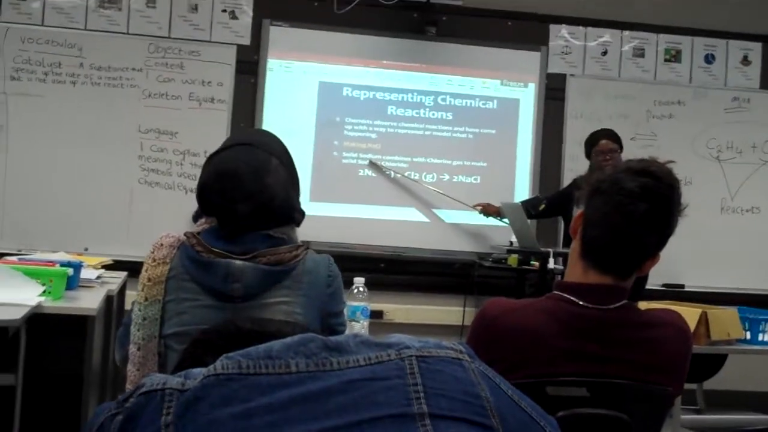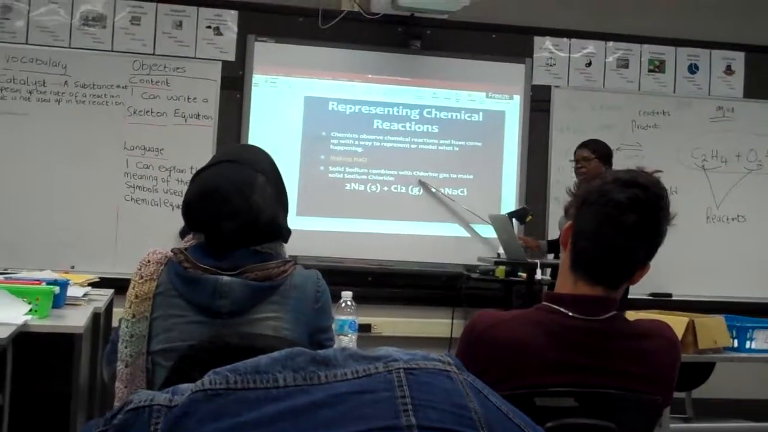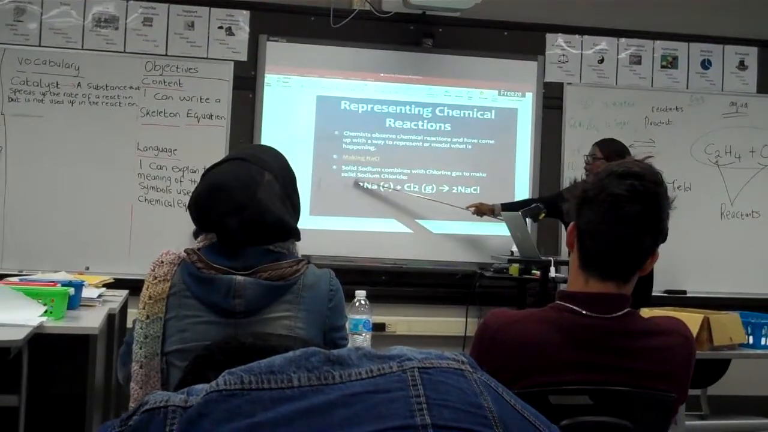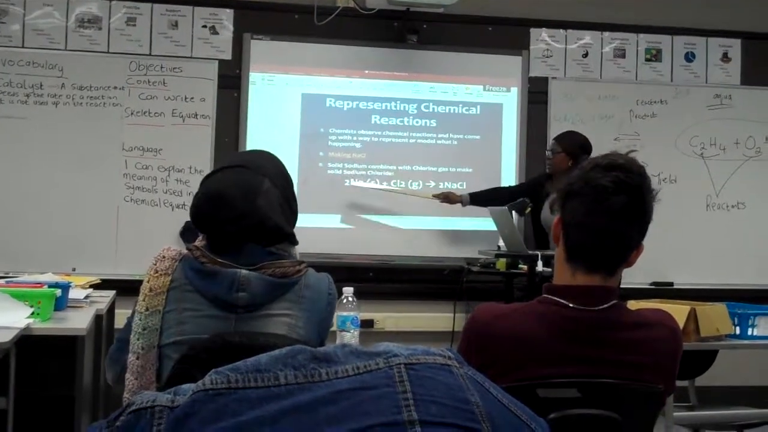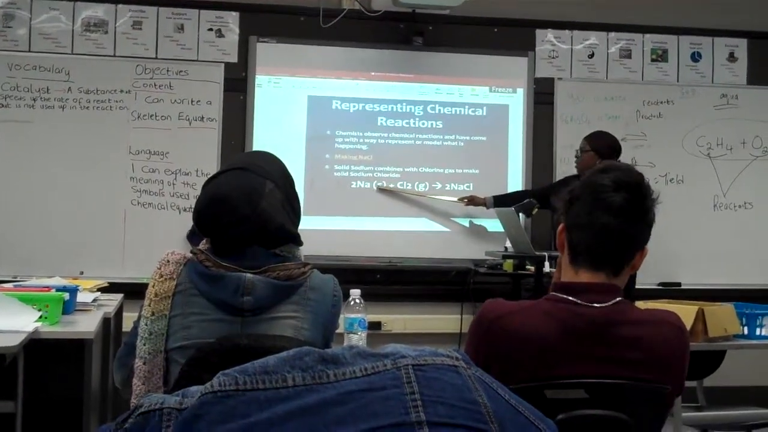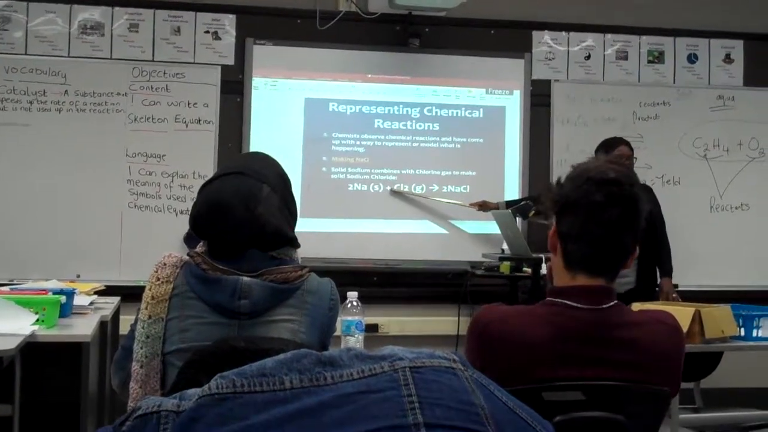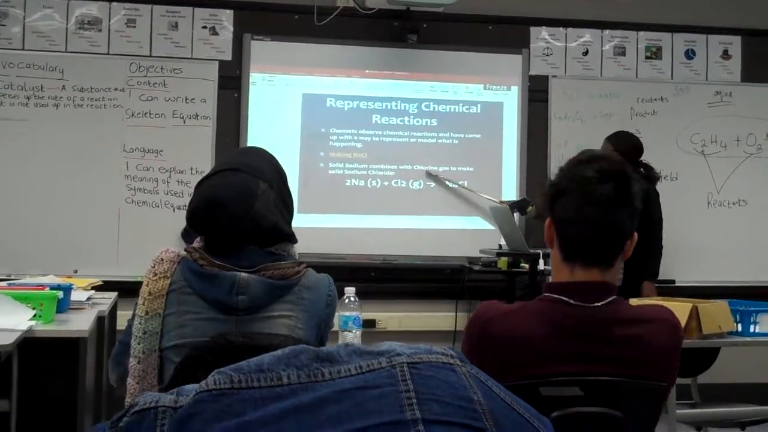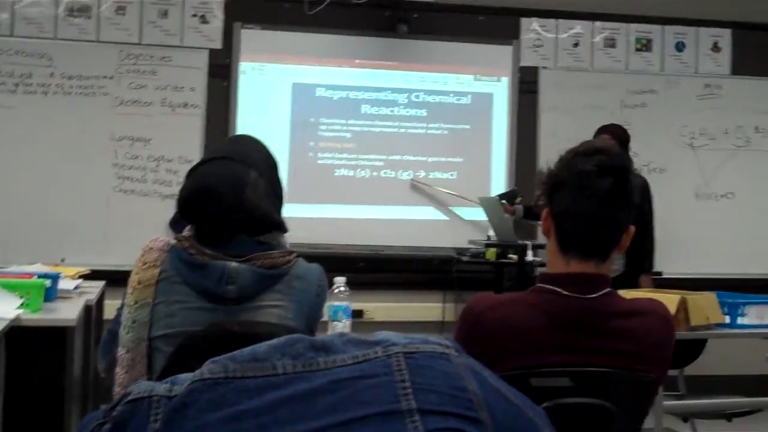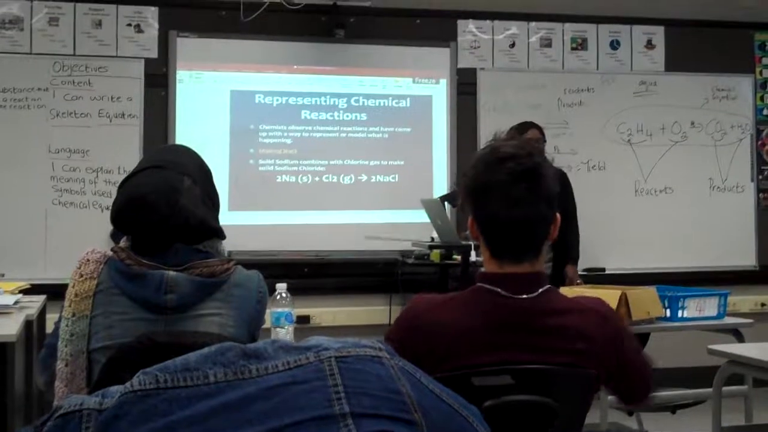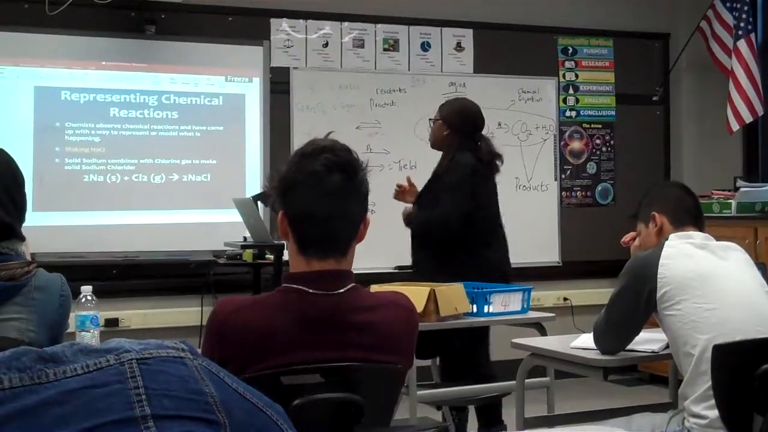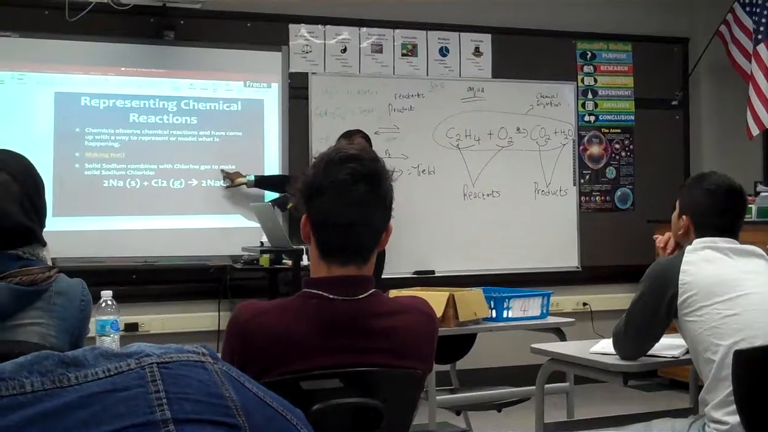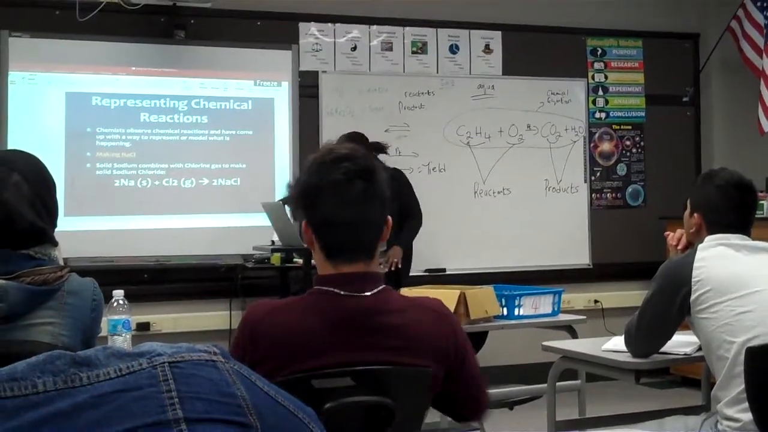Solid sodium combines with chlorine gas to make what? Solid sodium chloride. So this will be the word equation. Okay? So solid sodium, okay, combines plus chlorine gas to make what? Sodium chloride. Okay? So maybe tomorrow we will get the worksheet that we have to write some of these word equations in skeleton equation. Okay?